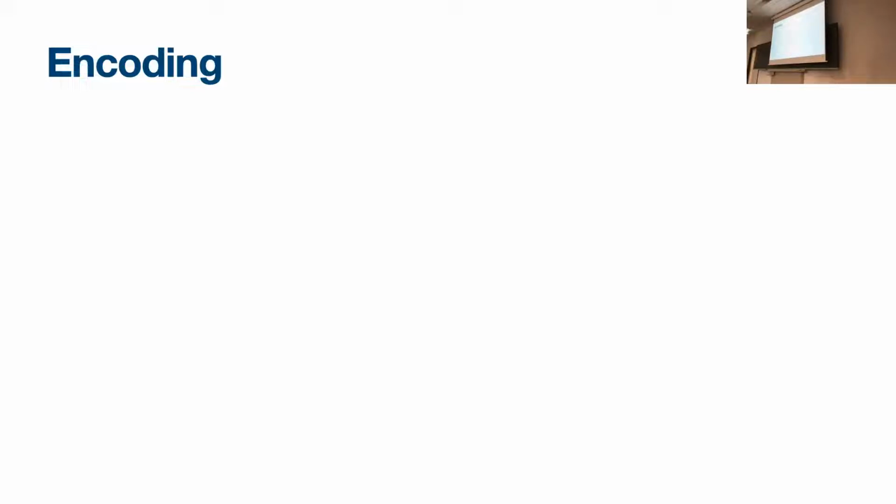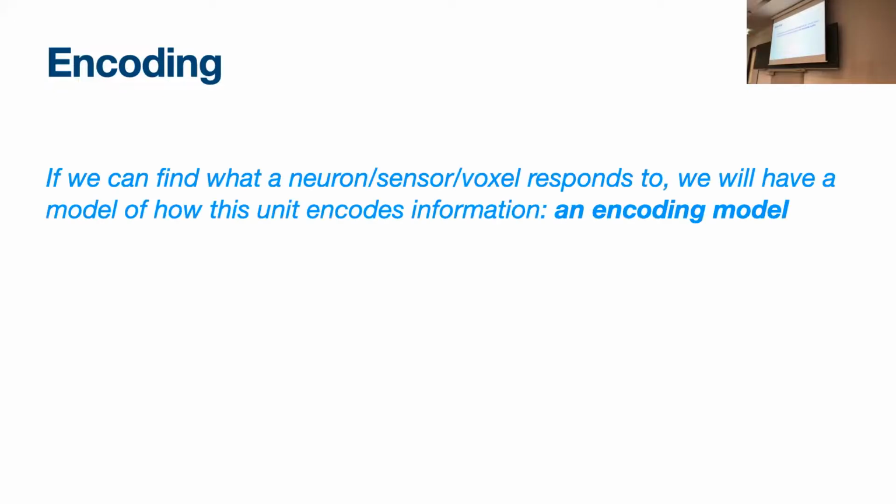But then, how do we understand what each voxel is doing? Here we're going to flip the coin from decoding what the brain is doing to trying to understand how the brain is encoding information. That is to say, we want to understand what each voxel is doing.